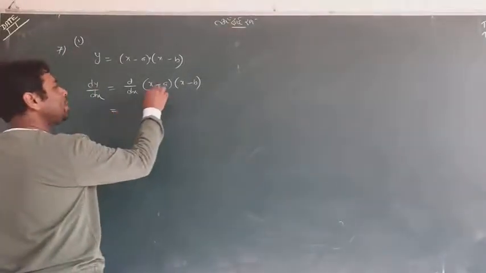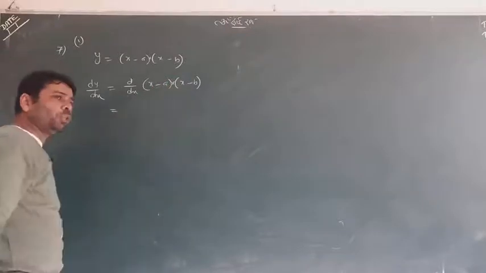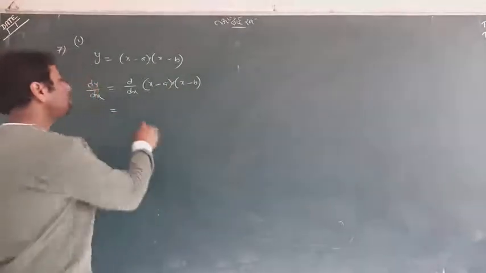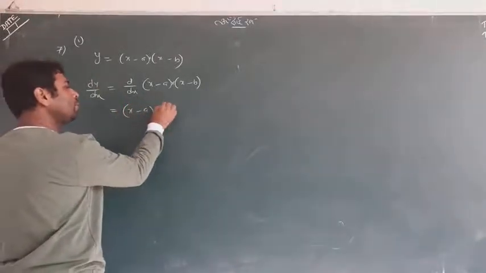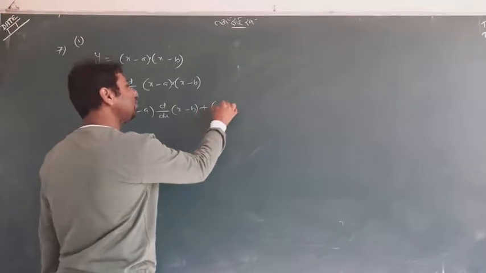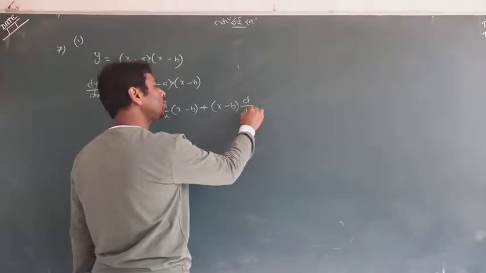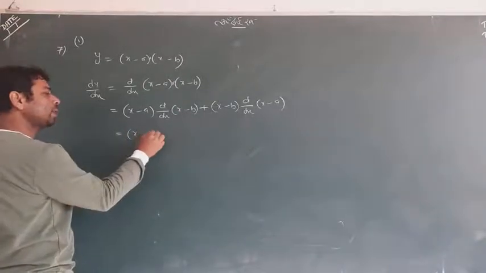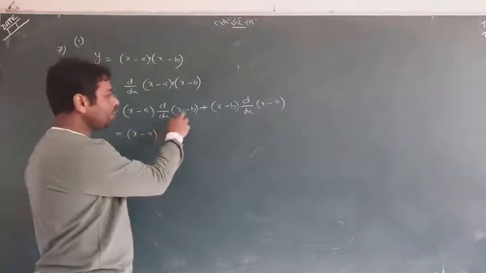So we have d by dx of these two functions. I taught you the formula yesterday. What was the formula? First function as it is, differentiation of second, plus second function as it is, differentiation of first function. You remember it? (x minus a), d by dx of (x minus b).